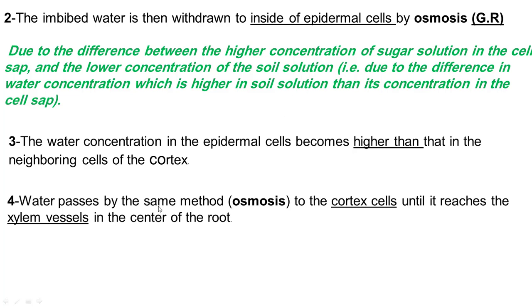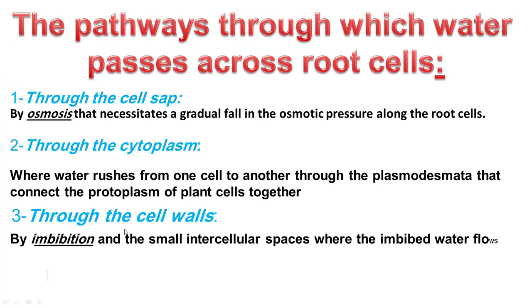Subvacuole, high concentration in solution. So water here moves from a high concentration of water to a low concentration of water inside the subvacuole. Okay, so the second mechanism is by osmosis. Number three, the water concentration in the epidermis becomes higher than that in neighboring sides of the cortex. Water passes also by osmosis in cortex cells to reach the xylem.